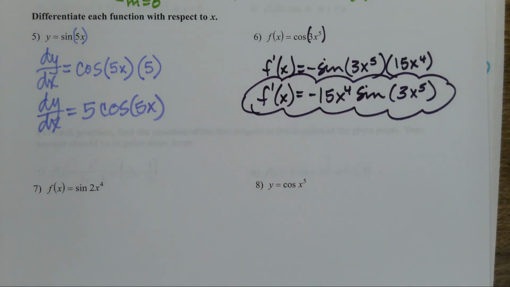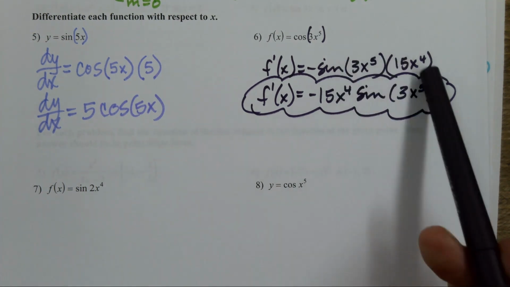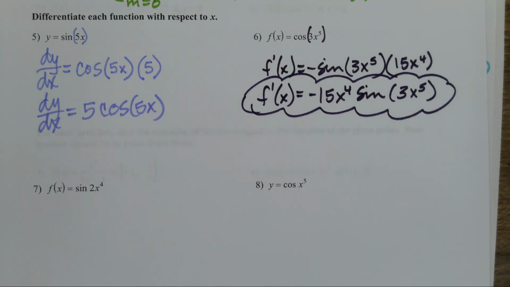Again, that whole 15x to the 4th part of it, that's the chain rule in action. I do the derivative of the fact that I'm doing a trig function, sine or cosine. It's going to be the sine or cosine of whatever the original function was, but then I have to apply for that original function being something other than x, so that's my derivative part of that.